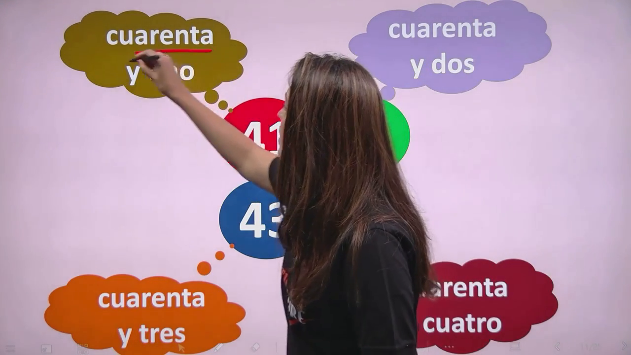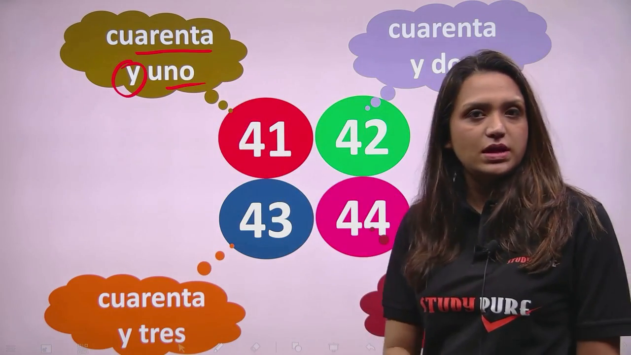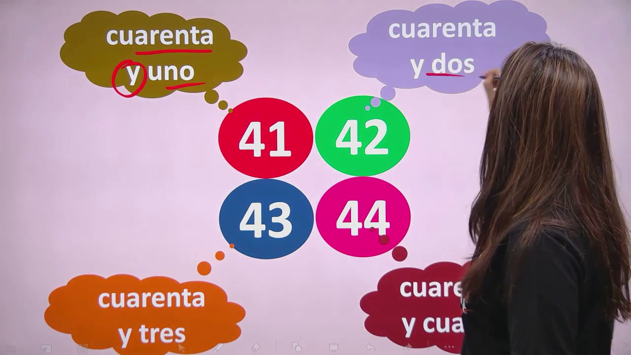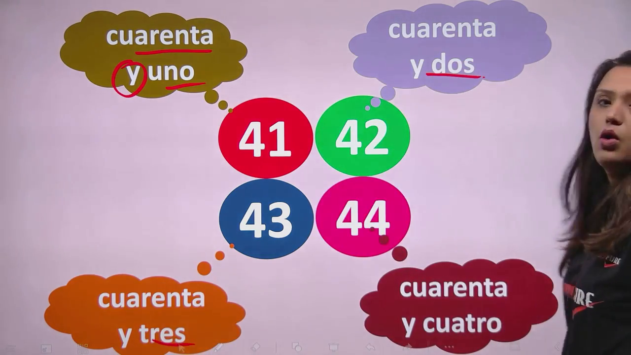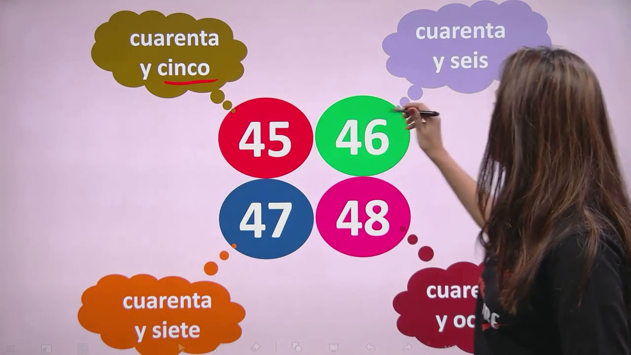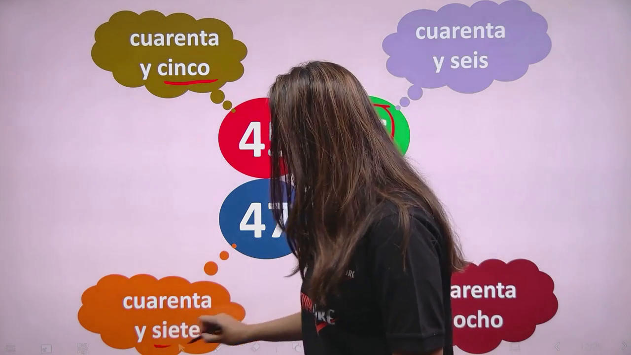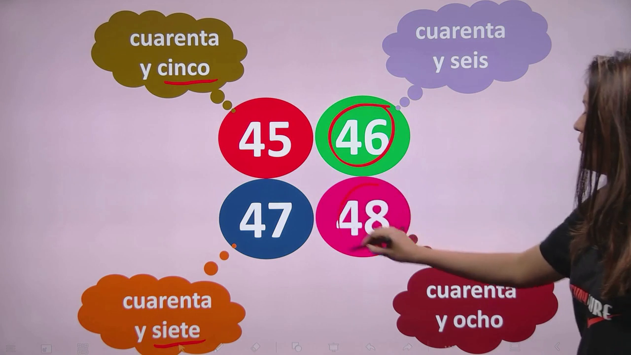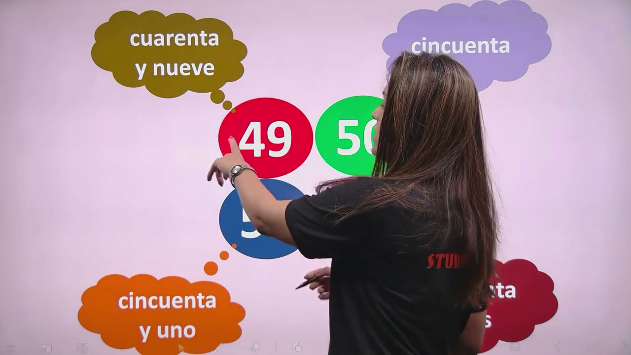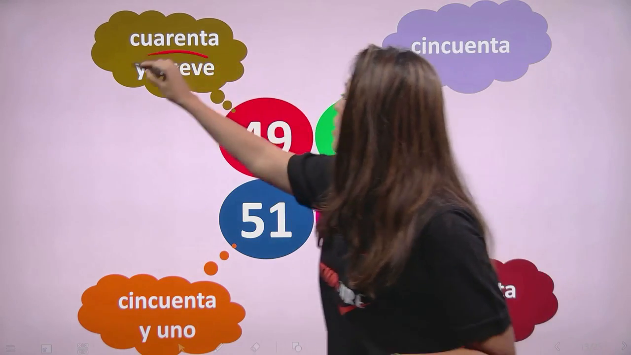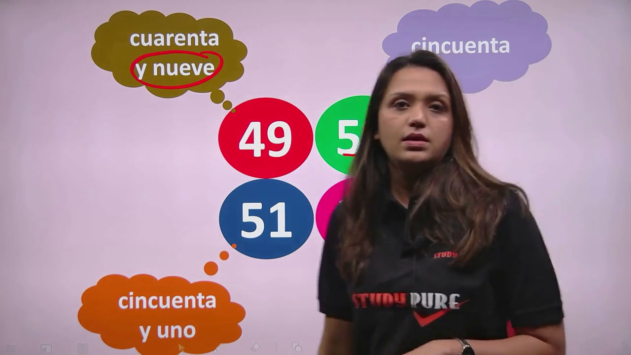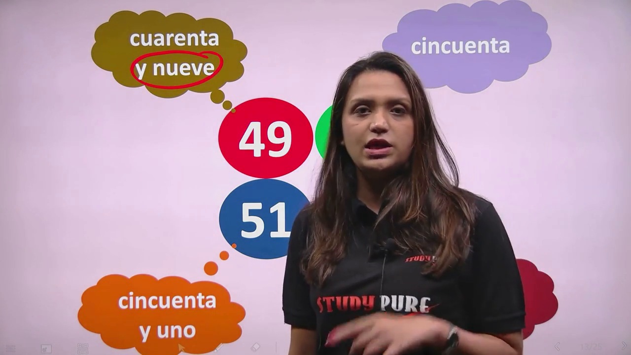Cuarenta y uno, 41. So you will see the pattern is the same as 30. The numbers will have cuarenta, then Y, which means and, then uno, dos, tres, and cuatro. All right. Continuing, that's cuarenta y cinco, 45, cuarenta y seis, 46, cuarenta y siete, 47, and finally cuarenta y ocho, number 48. How do we say 49 then? In the same way, that's cuarenta y nueve, 49. And then we have number 50, which is cincuenta.